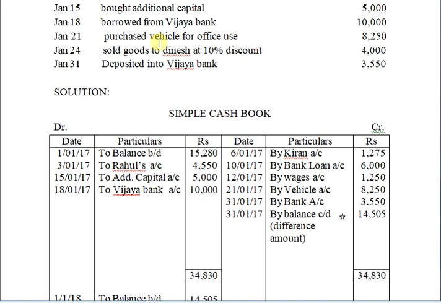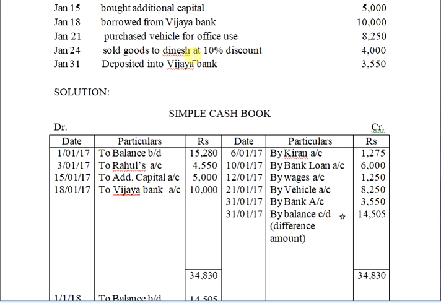When we purchase the vehicle, what happens? Our cash balance reduces, so it should be taken under which side? Credit side. On 21st of Jan 2017, by vehicle account. How much is there? 8,250. Again Jan 24th, sold goods to Dinesh at 10% discount, 4,000 is given.